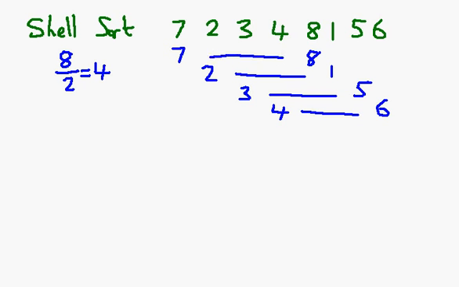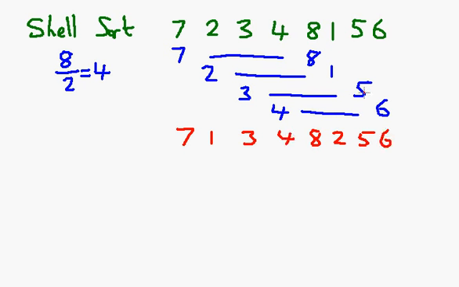Now I'm going to compare the 7 and the 8. So 7 is obviously less than 8, so I wrote 7, 8. Notice how I'm retaining the order. I'm going to compare the 2 and the 1, so 1 needs to go first, then 2. 5 and 3, so 3, then 5. 4 and 6, so 4, then 6.